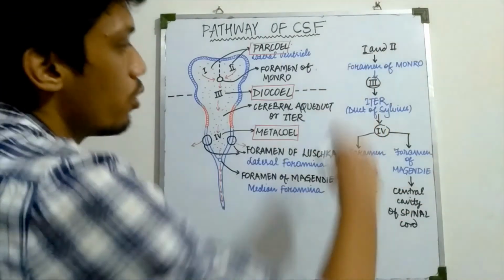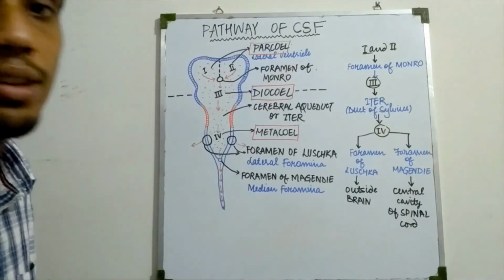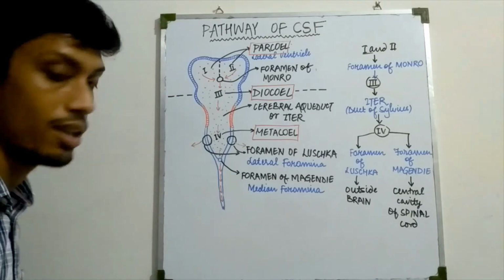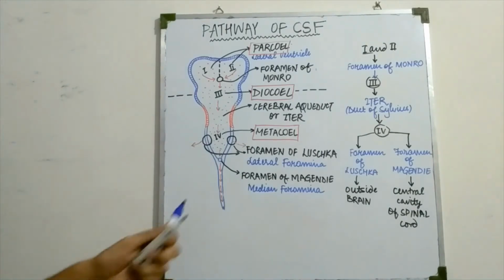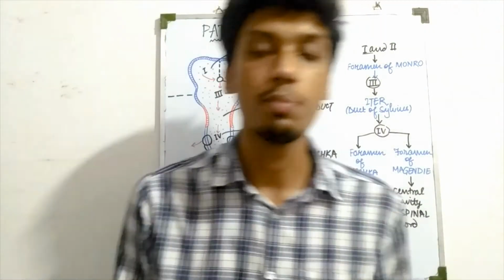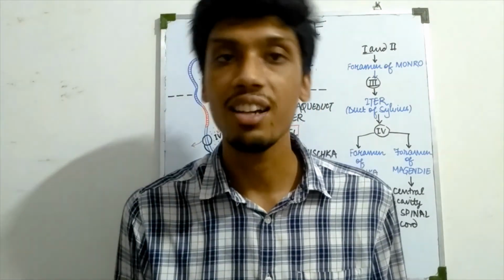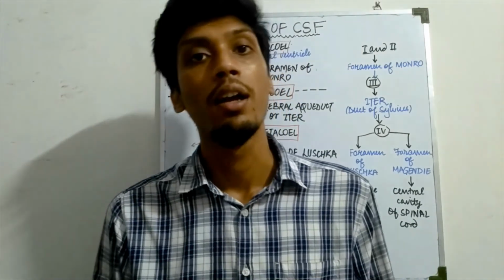So this was the flow chart, and this is the diagrammatic view of the pathway of CSF in the brain and spinal cord. Have a look at it. So this was a small topic, the pathway of CSF in your brain and spinal cord, explained with all the details.